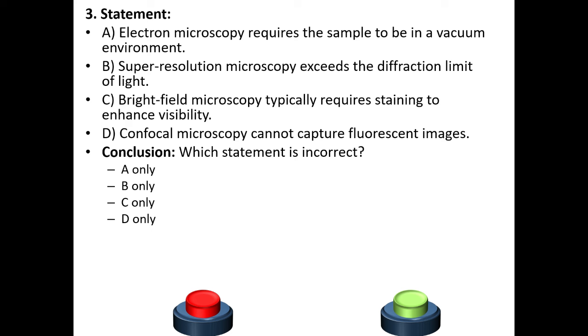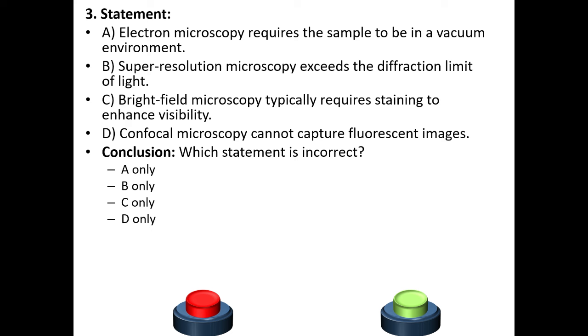Third question. A: Electron microscopy requires the sample to be in a vacuum environment. B: Super resolution microscopy exceeds the diffraction limit of light. C: Bright field microscopy typically requires staining to enhance visibility. D: Confocal microscopy cannot capture fluorescent images. Conclusion: Which statement is incorrect? A only, B only, C only, D only.